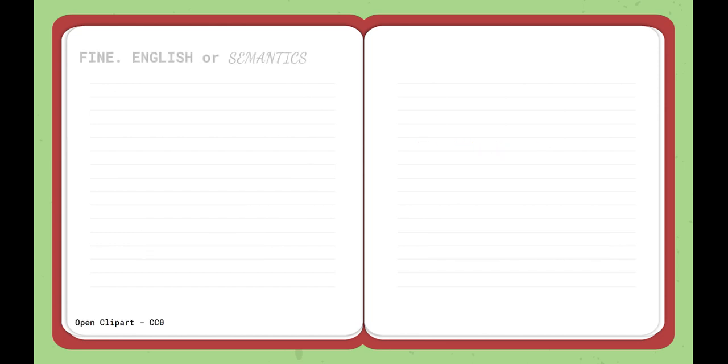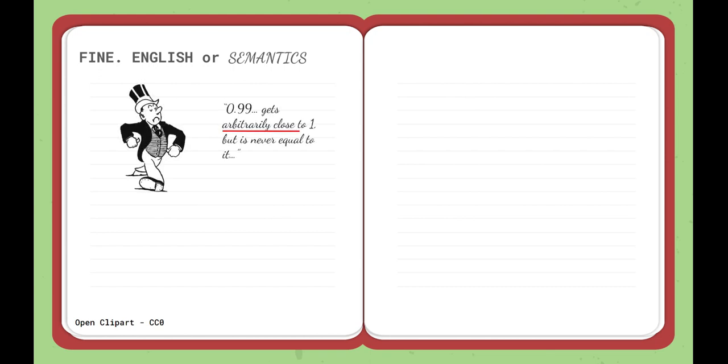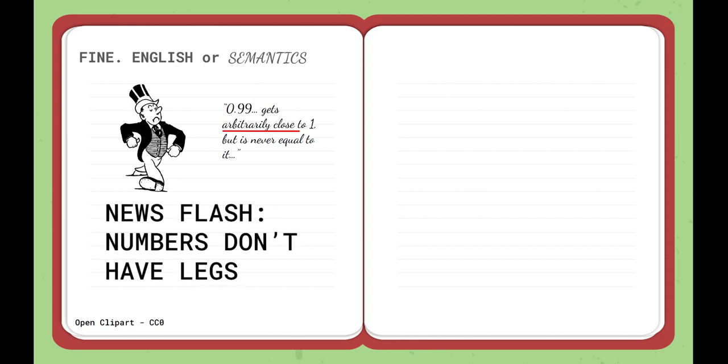Okay, English. Some say that while 0.9 repeating gets arbitrarily close to 1, it's never actually equal to 1. But what does arbitrarily close mean? The number doesn't move. It just sits there, looking at you. But the sequence 0.9, 0.99, 0.999, and etc. does get arbitrarily close to 1. For each term, the difference between that term and 1 gets smaller and smaller. There is no smallest difference. It can always get smaller.